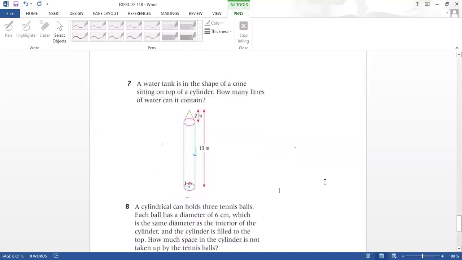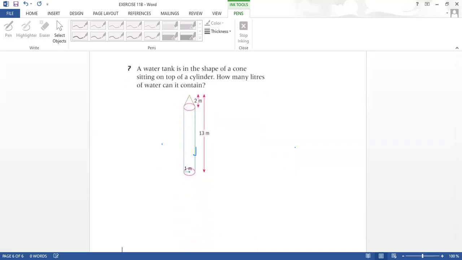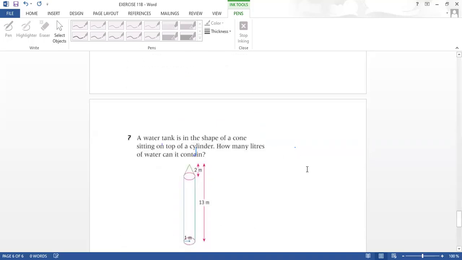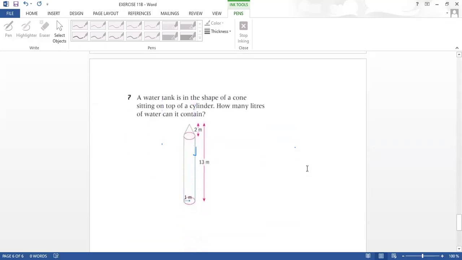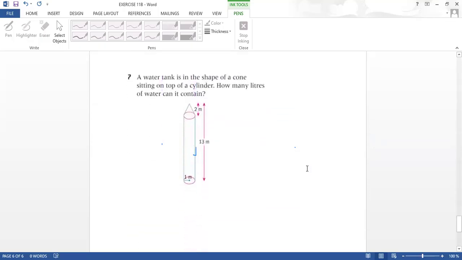Okay, question 7 says that a water tank is in the shape of a cone sitting on top of a cylinder. How many liters of water can it contain? So here we will be calculating what we call capacity. After we have calculated the volume, we can convert the volume to capacity. So what is the volume of this total figure?